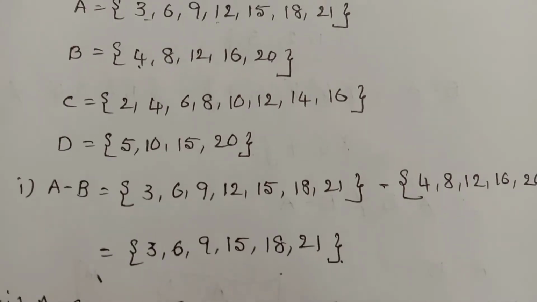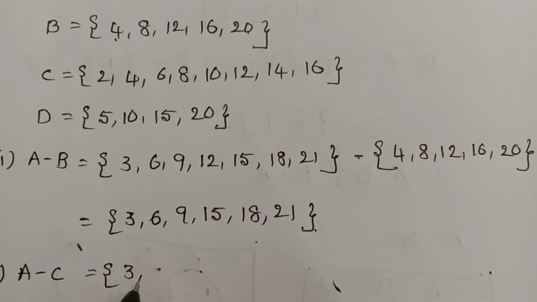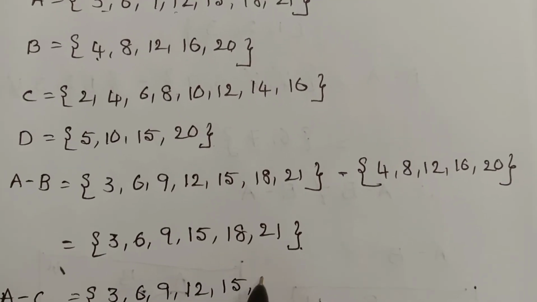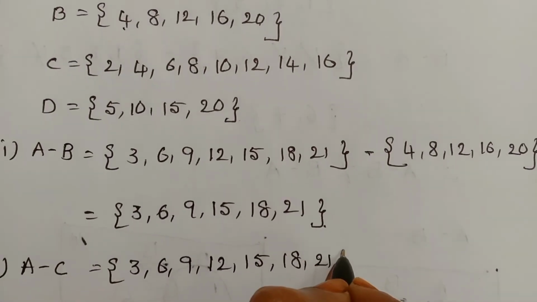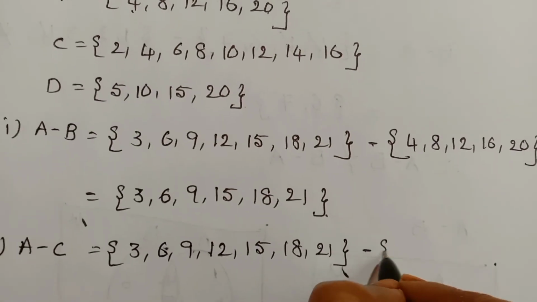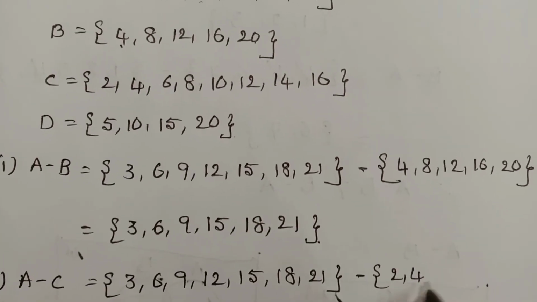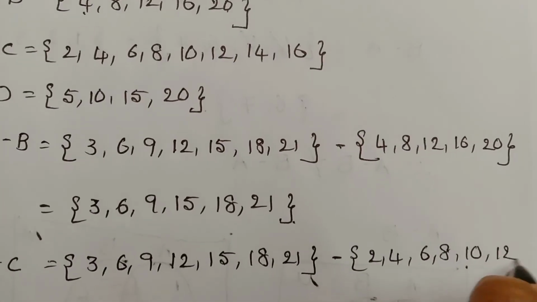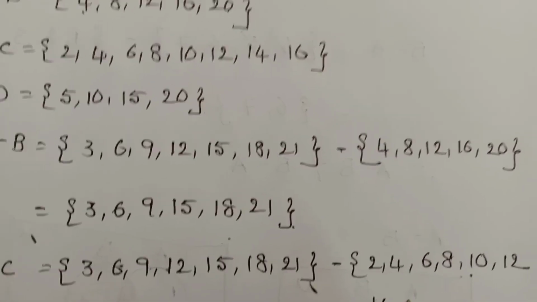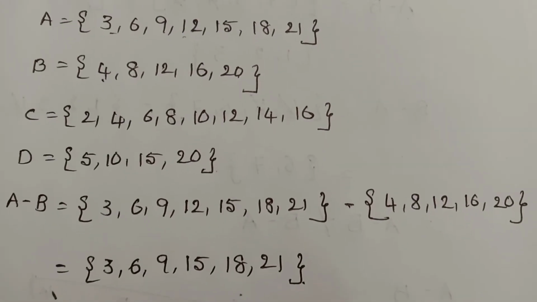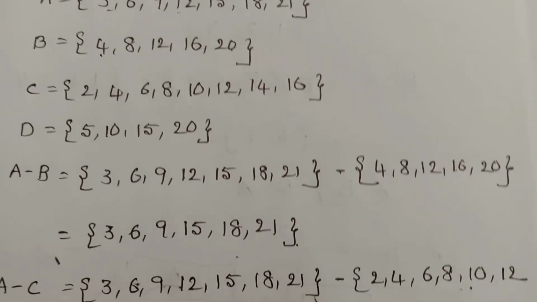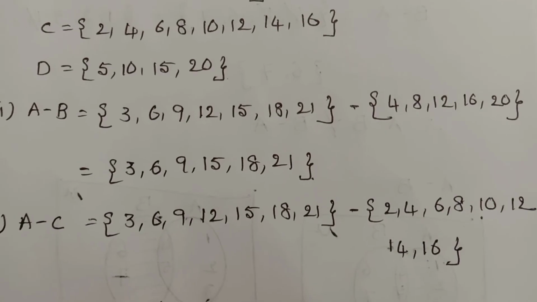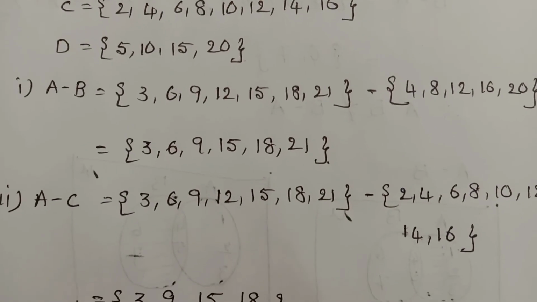A minus C. 3, 6, 9, 12, 15, 18, 21 minus C, 2, 4, 6, 8, 10, 12, 14, 16. Remaining elements are 3, 9, 15, 18, 21.